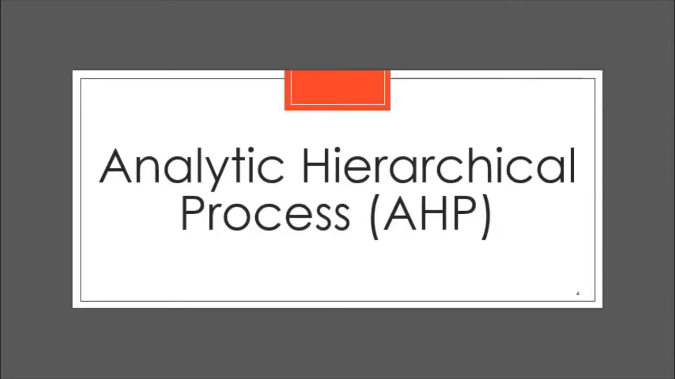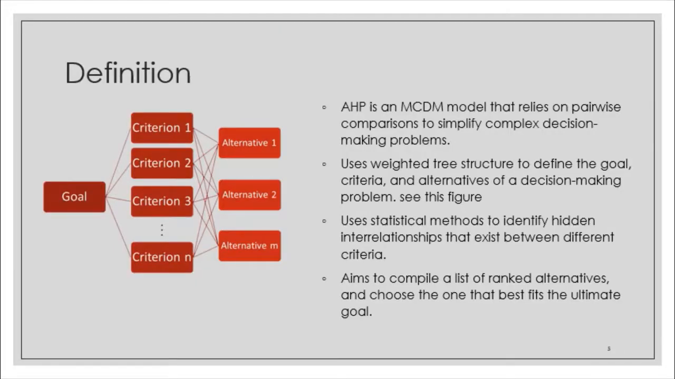Our first method is going to be the analytic hierarchical process, which is one of the oldest MCDM methods and dates back to 1988. AHP at its core heavily relies on pairwise comparisons to simplify and break down complex decision-making problems into simpler and easier parts. What it does is divide those problems into a set of hierarchies, and those hierarchies have the shape of a weighted tree, as we can see in the adjacent figure.